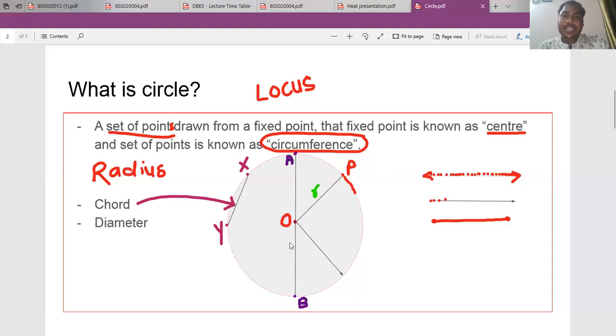So AB is also a chord, but this one has been given a special name, the diameter. Just keep in mind, don't get confused. Diameter is nothing but the longest chord of the circle. We can say this is the longest chord of the circle.